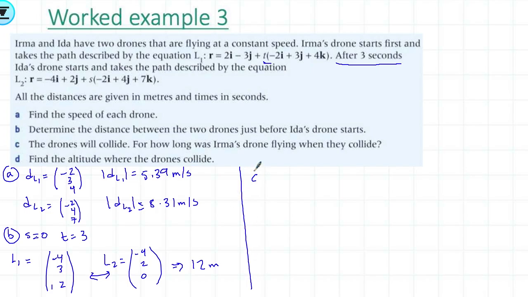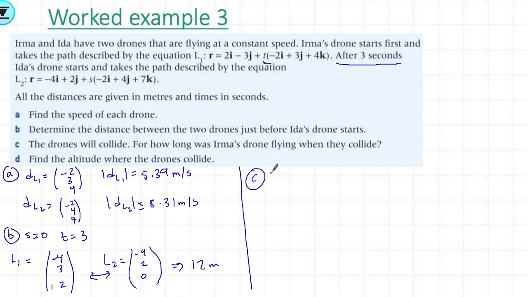Now, it says the drones will collide. For how long was Irma's drone flying when they collide? So just as we did in example 1, we will assume that they will meet, and we will write the equations, as in equate the components together. I'll go through the detailed steps.